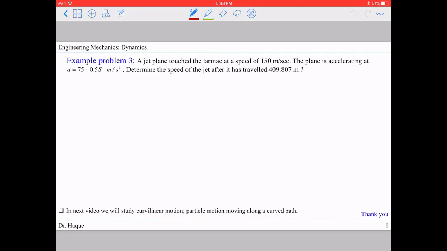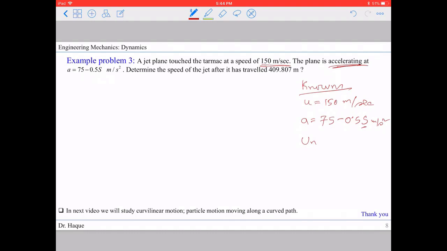It says a jet plane touches the tarmac at a speed of 150 meters per second. So the knowns are: initial velocity u is 150 meters per second. The plane is accelerating with acceleration a equals 75 minus 0.5 s, where s is displacement in meters, and the unit is meters per second squared. So these are the two knowns.